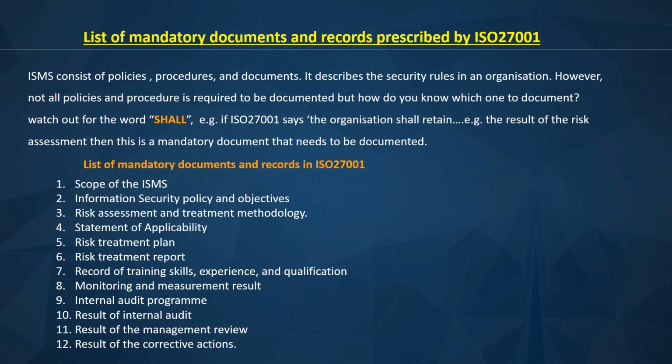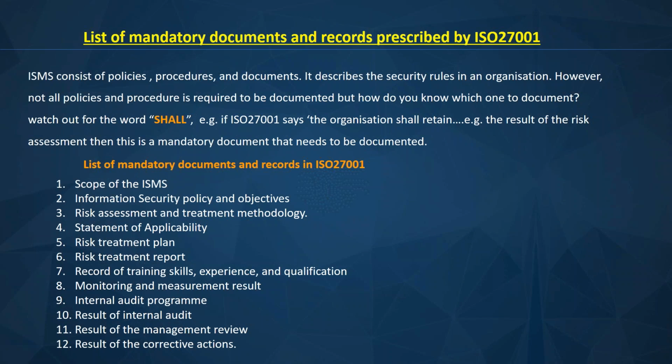So they want to see your information security policy and objectives. They want to see your risk assessment and treatment methodology. They want to see your statement of applicability. That's the list of controls that you chose from Annex A. There are 114 controls there. By the time you finish your own risk treatment plan, perhaps you use just 60 controls. So the statement of applicability will contain all those controls and why you chose them.